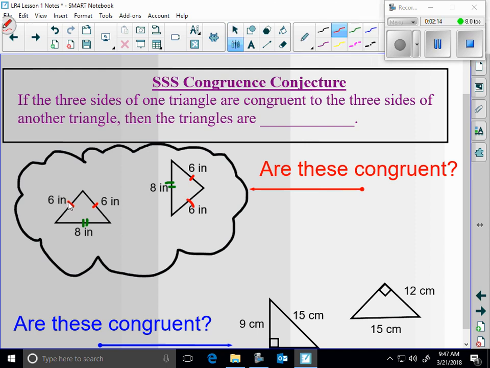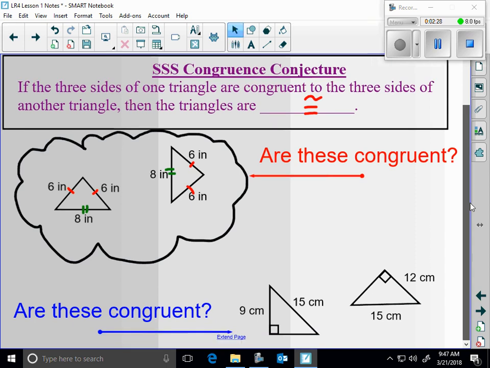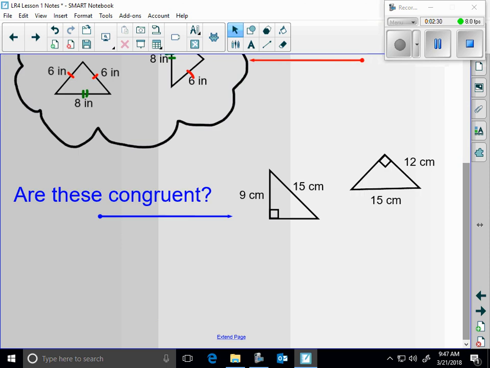Yeah, lots of protein. So if we look at the conjecture, if 3 sides of one triangle are congruent to 3 sides of another, then lasagna, right? Those 2 triangles are congruent. Okay, now, could this ever be the case where we don't have the 3 sides? Well, let's look at another example. Are those 2 triangles congruent?